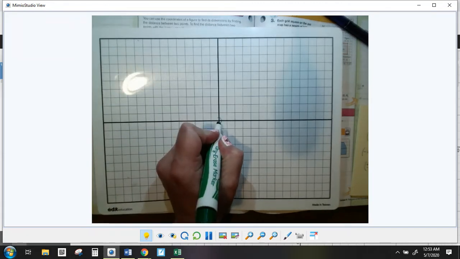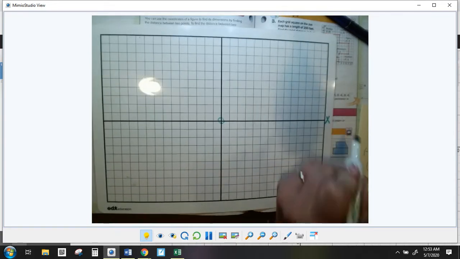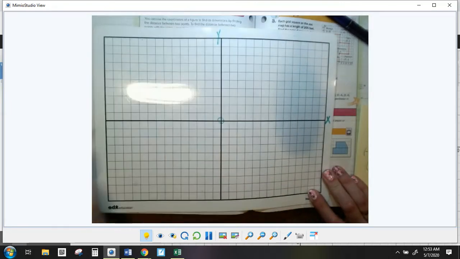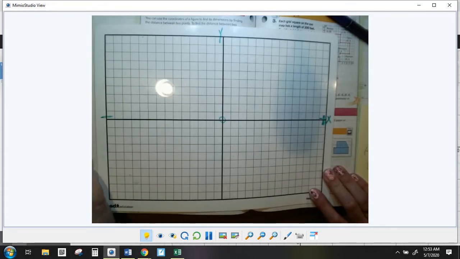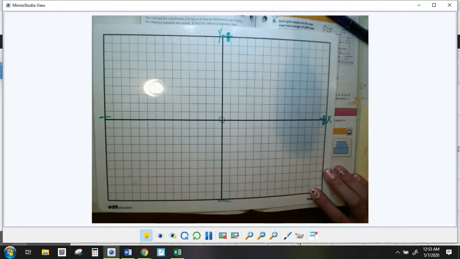So right here in the middle, where the two axes intersect, we call it the origin. Remember that side to side, this is our x-axis, and up and down, this is our y-axis. Remember that this is the positive side of the x, and this is the negative side. Going up is the positive for the y, and going down is the negative.